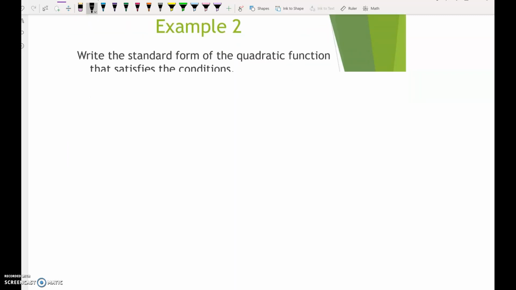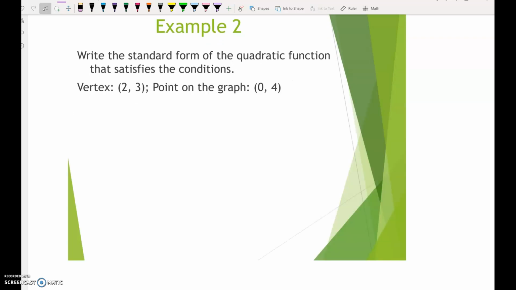Okay, let's try that again. Write the standard form. Again, we're going to really be writing the vertex form of the quadratic function that satisfies the conditions. So they give us our vertex, which is our h and our k, and they give us our point, which is going to be x and y. Now, some people like to put all of these in all at the same time. I think that that gets really messy. I like to show every step just so that I don't get confused. So I'm starting with this formula.